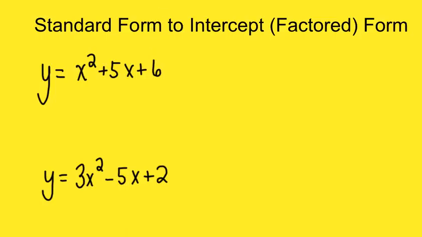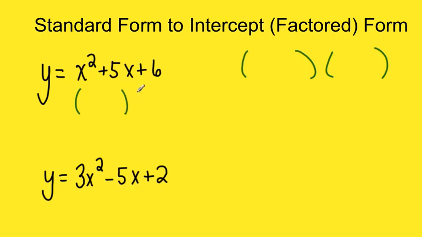Alright, so now we're going to go from standard form to intercept form with quadratics. So when you see something like this, you're going to try to factor it. So how would I get from here to two sets of parentheses? First thing you need to check is a GCF. This one does not have a GCF because nothing is in common between 1, 5, and 6 other than 1. And pulling out a 1 will not help you.